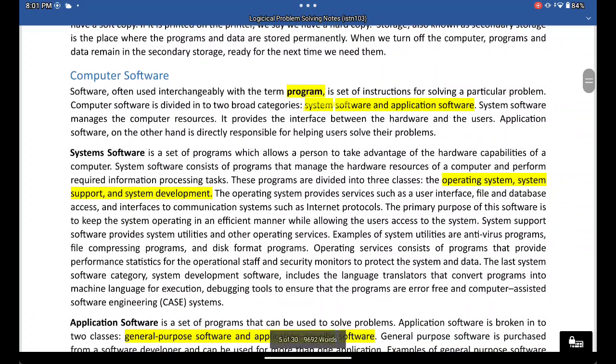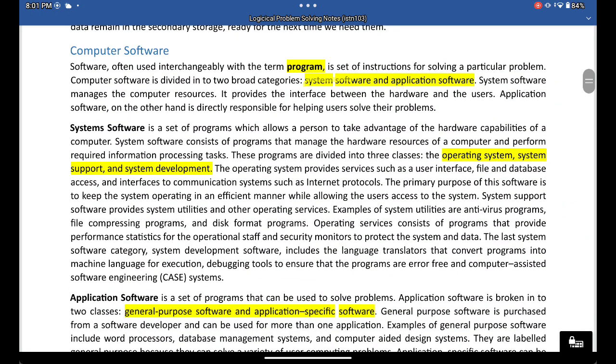Now, computer software. Software and program are completely different. A program is basically a set of code. All those lines of code aim to do something, so it solves a particular problem. For example, you create an app, and the code there is your program. Computer software is divided into two things: system software and application software.